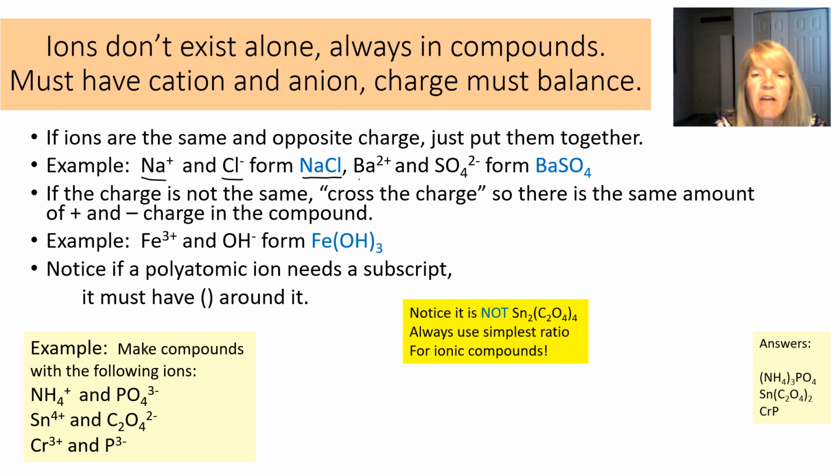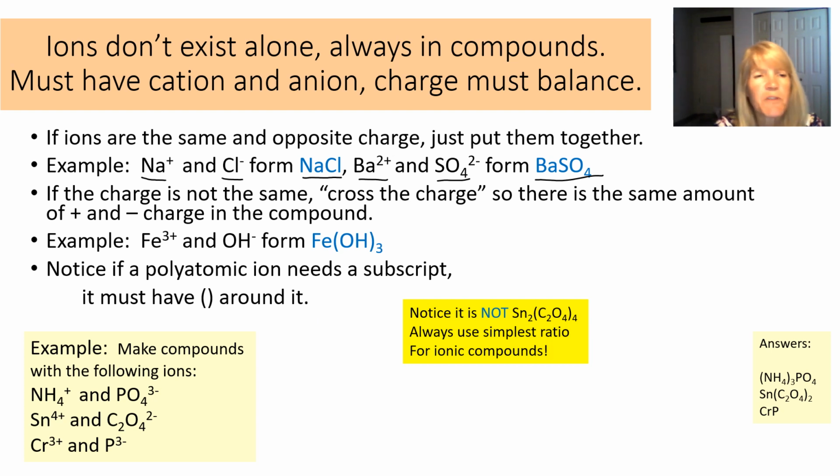Or if we have barium, that's +2, and sulfate, a polyatomic ion, it's -2, same and opposite charge, they come together to form barium sulfate. So it's very easy if they have the same but opposite charges. But if they don't, they can still form a compound.